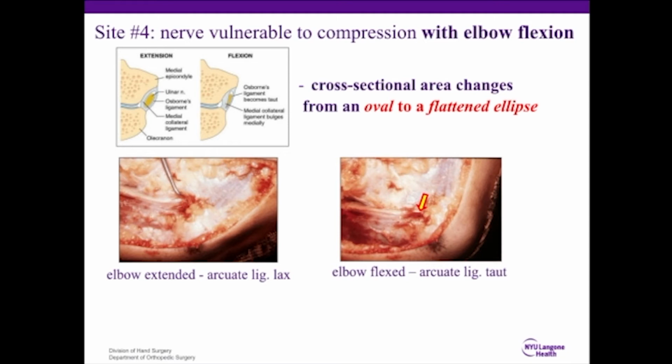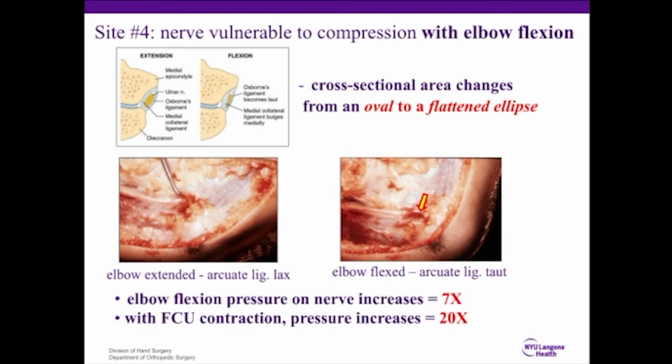And here's two clinical examples. On the left, the elbow is extended and the probe is under a very lax arcuate ligament. And on the right side, the elbow is flexed, and you can see this sharp band that becomes very taut. With elbow flexion, pressure on the nerve increases sevenfold.